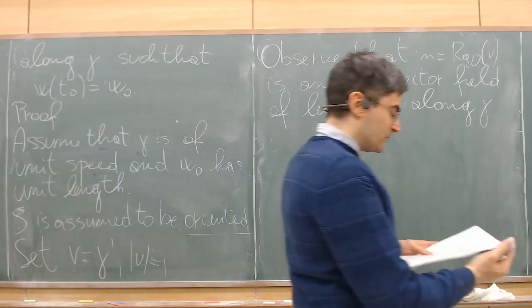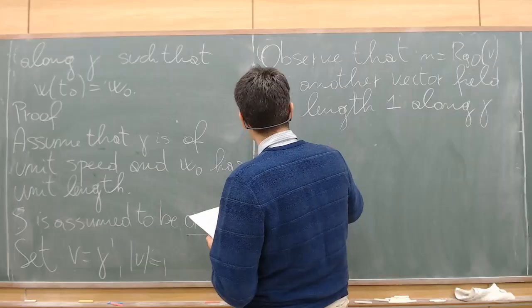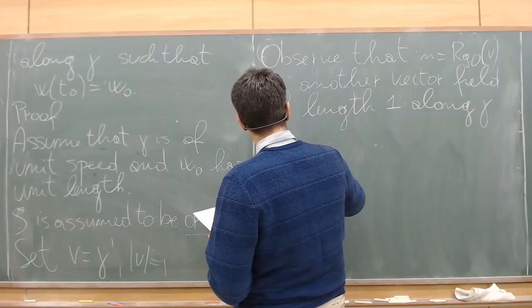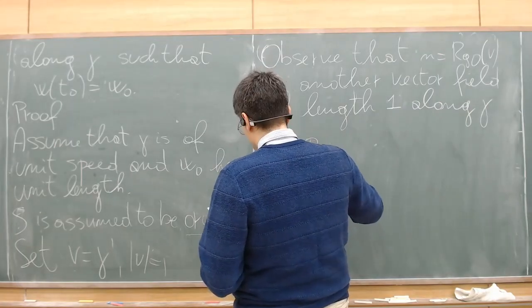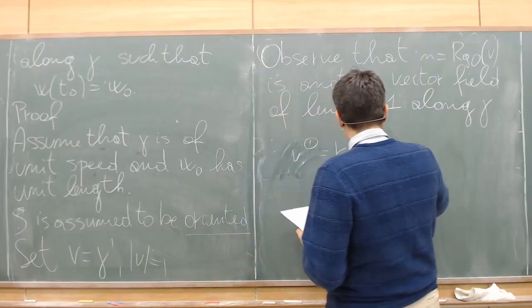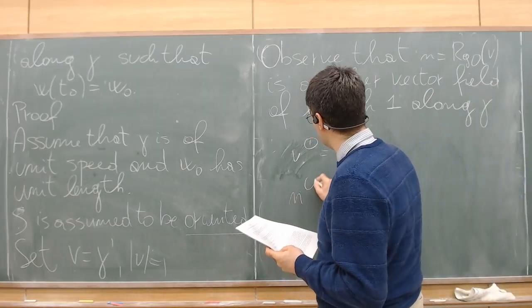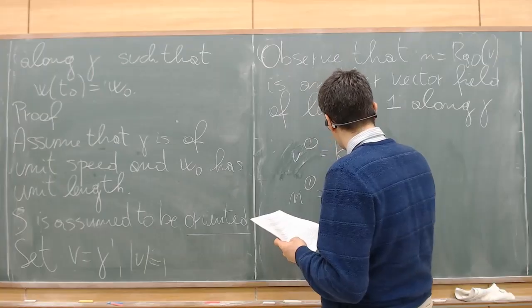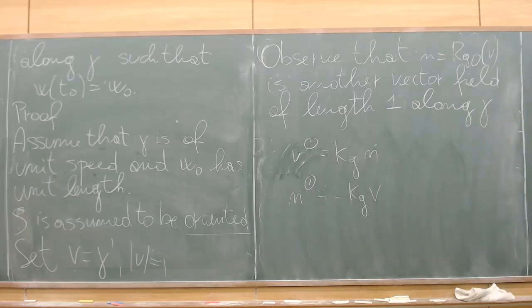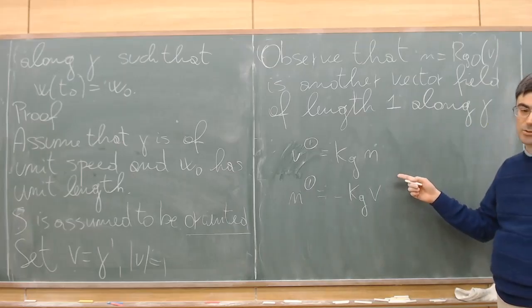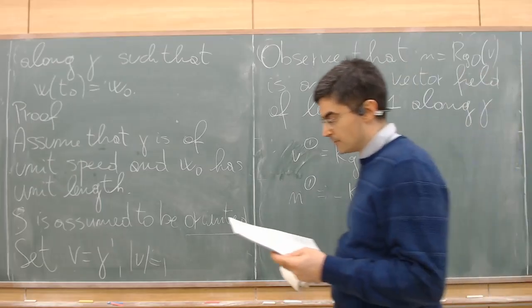The first step of the proof consists in proving these two formulas. V prime equals geodesic curvature times N, and N prime equals minus Gauss curvature times V. This looks like the Frenet equations which hold true for plane curves.